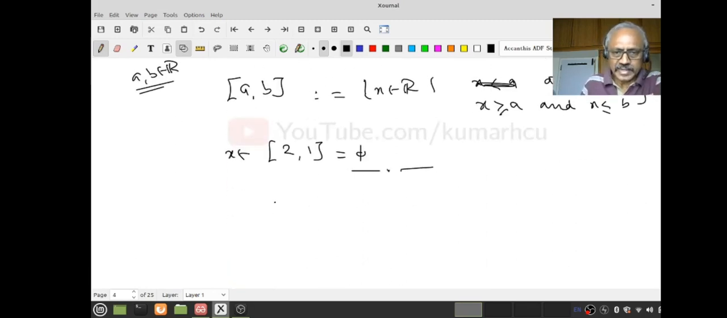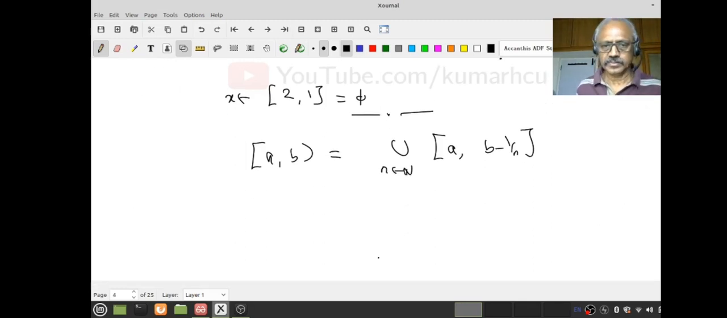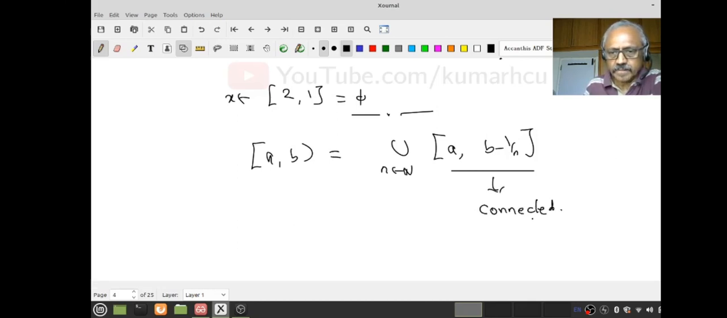Okay, come back. Therefore, what I proved was that [A, B) is a union over n of the closed intervals [A, B minus 1 by n]. And there is a possibility that for certain n this may be the empty set. No problem. Very good. Next, we know each of them is closed and bounded, therefore these are all connected. This we had already seen. Now I want to say this union is connected.